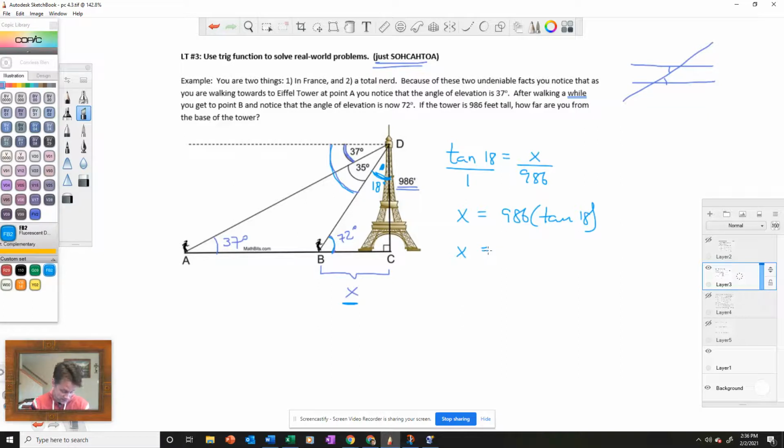Let's find out. Make sure that you are in degree mode before you do anything on your calculator, because if you're in radian mode, you're going to get the wrong answer. So I'm getting an answer of 320 feet. So I am 320 feet away from the base of the tower.